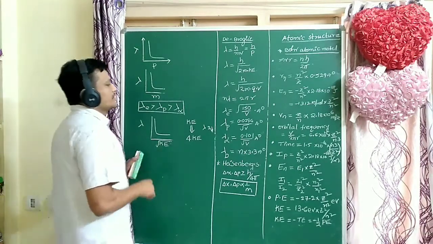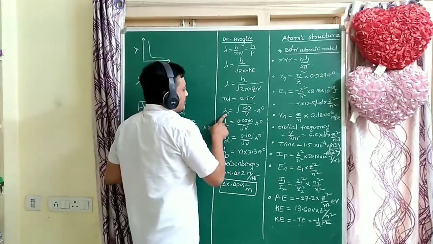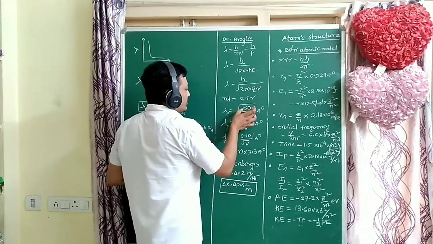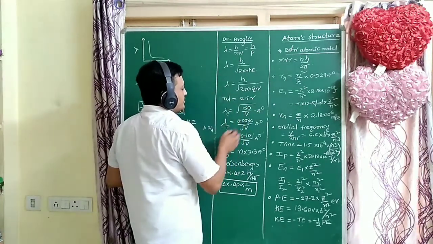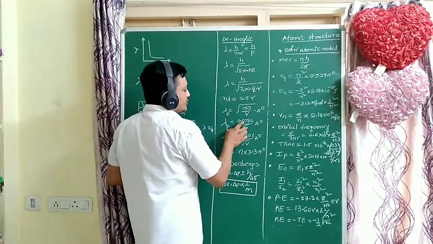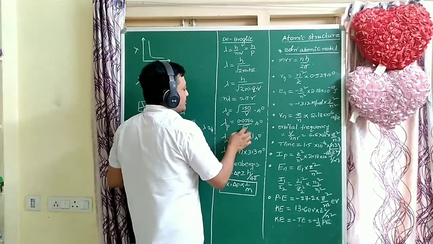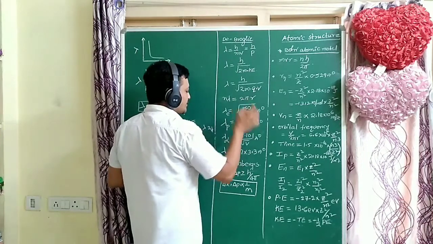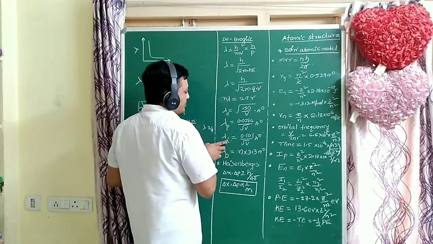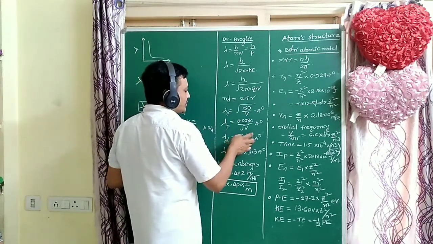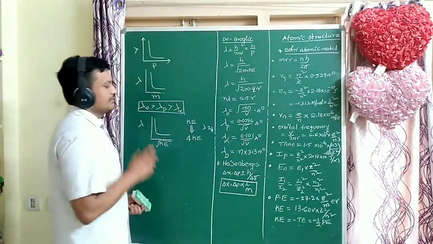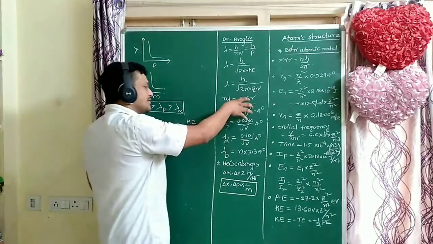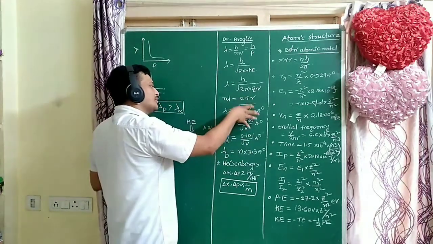For an electron, the wavelength equals square root of 150 by V in angstroms. For a proton, it equals 0.0286 by square root of V in angstroms. For an alpha particle, it equals 0.101 by square root of V in angstroms. These are very important, useful formulas.